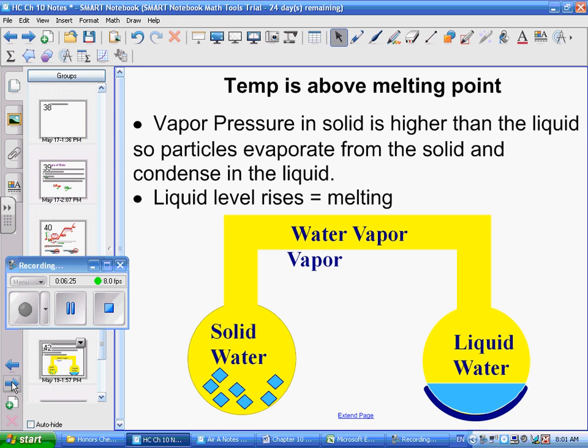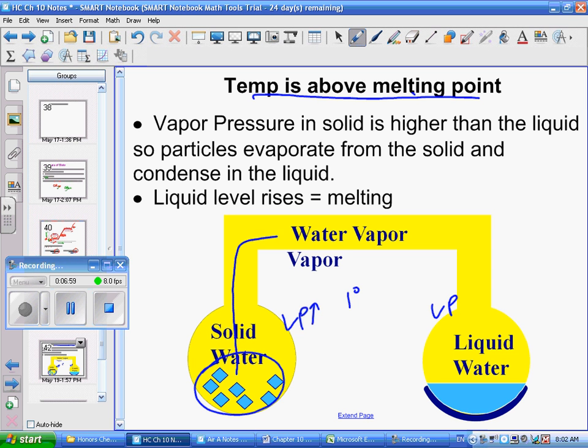So let's take a look at this diagram here, okay? If I'm at a temperature above the melting point, that means there's going to be melting going on. So what happens here? Let's read this. It says vapor pressure in the solid must be higher than the liquid. So if it's above the melting point, let's say I'm at 1 degree Celsius or so, the vapor pressure here is higher than the vapor pressure over here. Therefore, the particles leave the solid and enter the liquid phase.